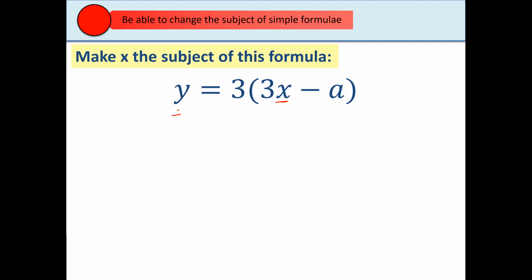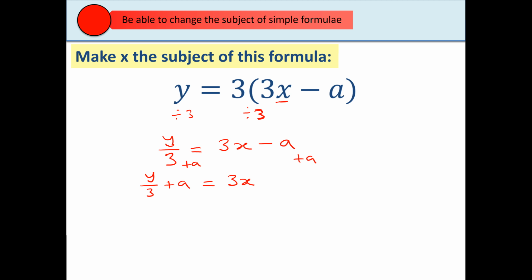So divide by 3 both sides. That will give us y over 3 is equal to, 3 and 3 cancel out, so we're left with just 3x minus a. Now we're going to get rid of a first, the term that is on its own. So let's add a on both sides. So y over 3 plus a equals 3x. Now the minus a and plus a cancel out.